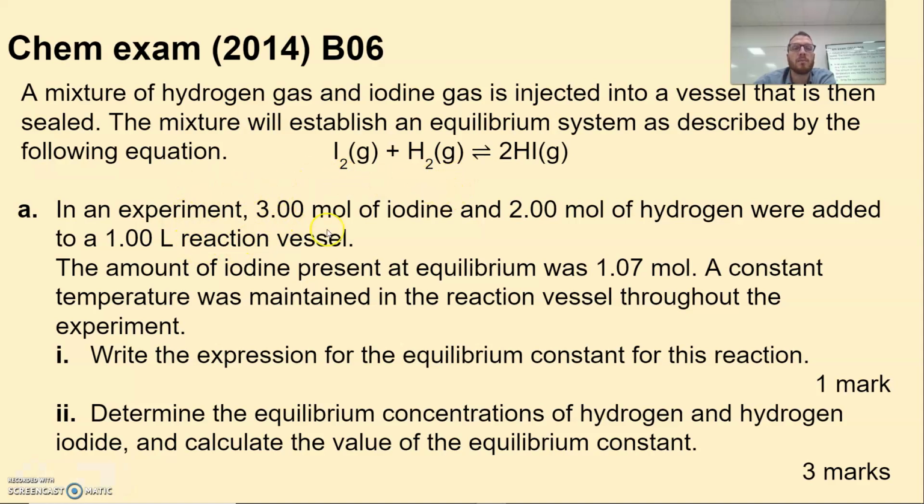So what's the initial amount of HI? Zero. Exactly right. So we're going to put up our ICE table. The amount of iodine present at equilibrium was 1.07 mol. Constant temperature was maintained in the reaction vessel throughout the experiment. Write the expression for the equilibrium constant for the reaction, determine the equilibrium concentrations, and hence calculate the value of the equilibrium constant. All right, I'll pause it there.